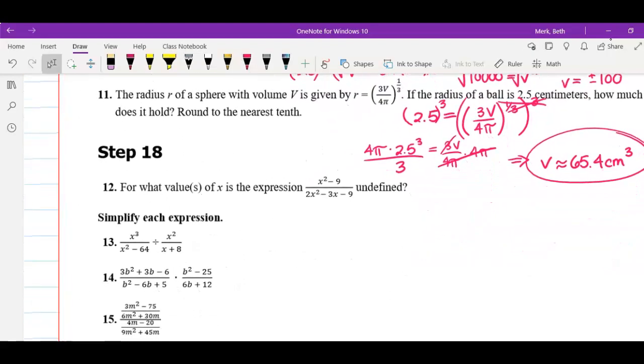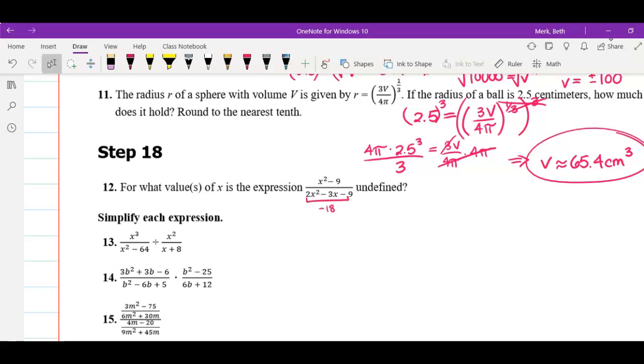Moving into step 18, now we're talking about rational expressions, not radical expressions. We need to know what values of x make this expression undefined. And I can only tell the values when I look at it in factored form. So I'm going to start by factoring this.